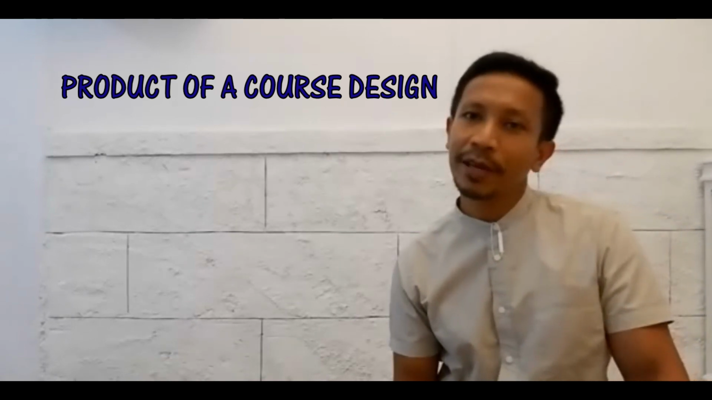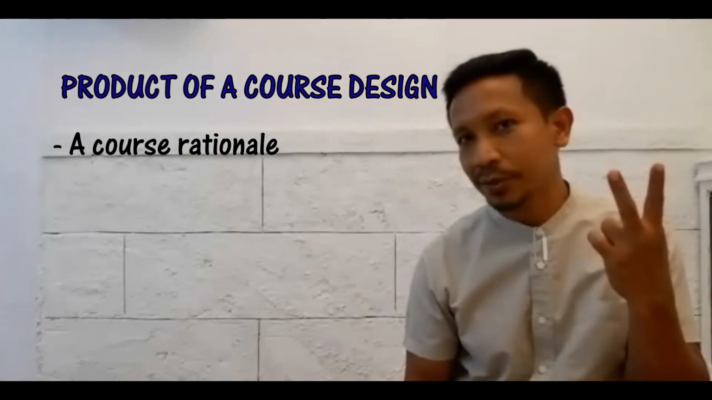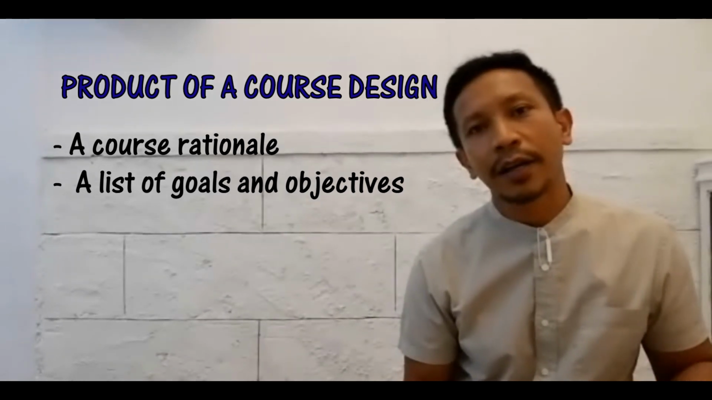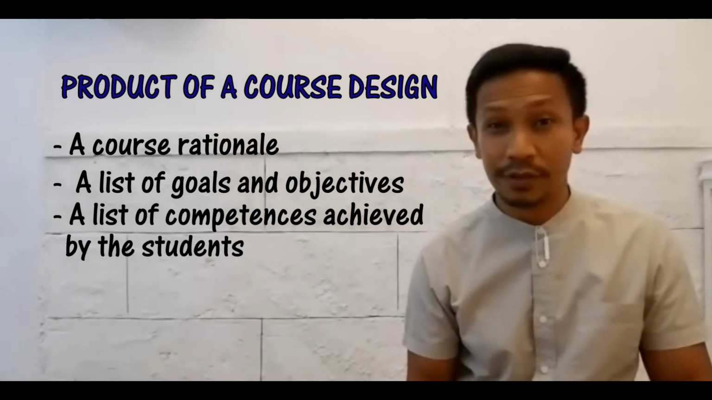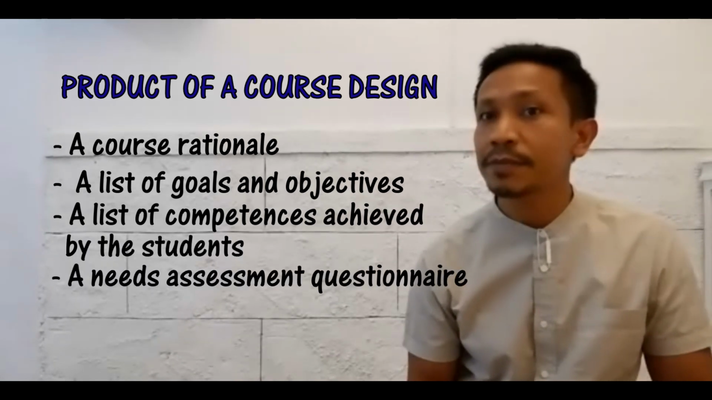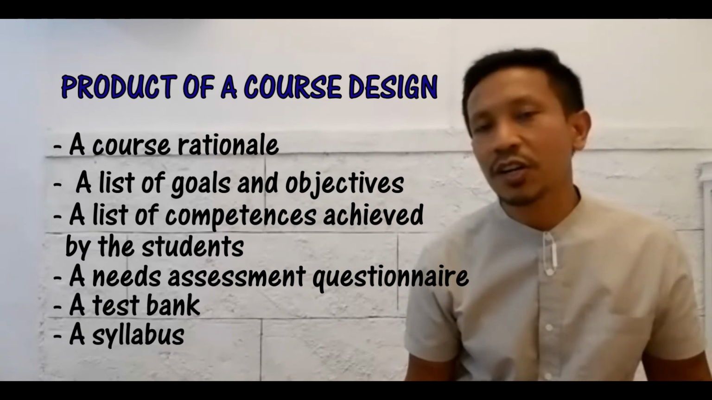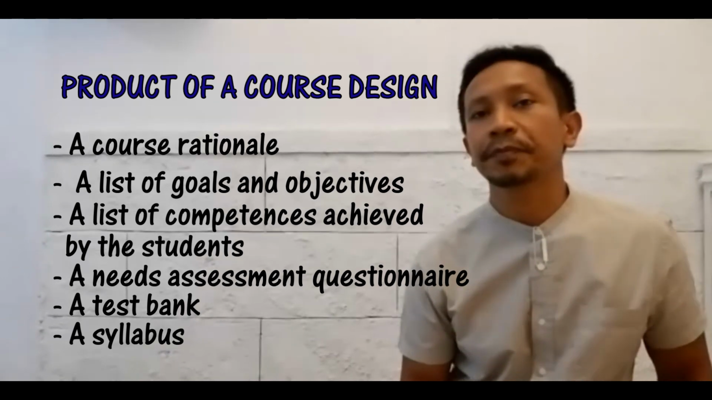Firstly, we will be talking about a course rationale, and the second one, we will be talking about a list of goals and objectives. Other topics, such as a list of competencies achieved by the students, a needs assessment questionnaire, a test bank, a syllabus, we can talk about some other times. Well, let's move on to the first topic. I think it can't wait, right? What is a course rationale?